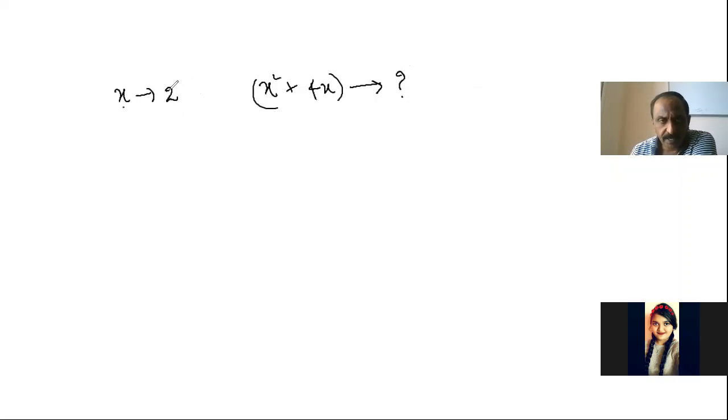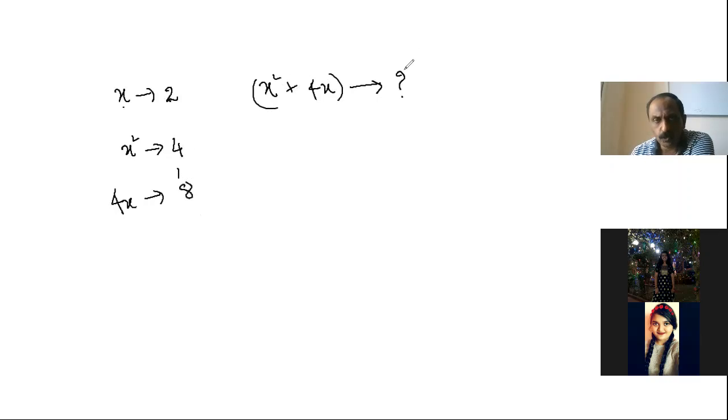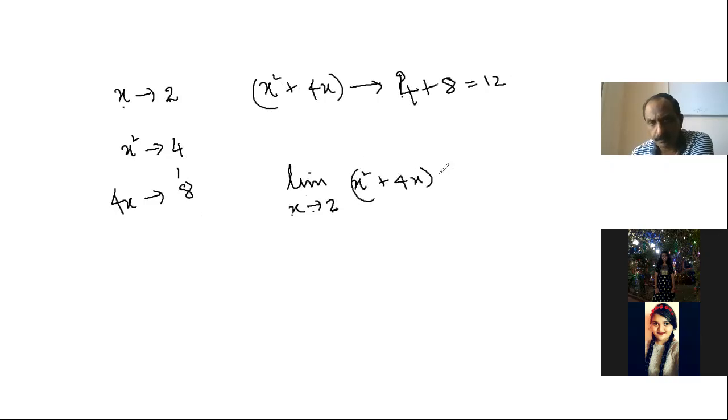So tell me now, when x is approaching 2, x square will approach which number? 4. Yes, sir. 4x will approach which number? 8. So x square plus 4x will approach which number? 4 plus 8, that is 12. So that means when x is approaching 2, what do you say? Limit x approaching 2, or limit x tending to 2, of x square plus 4x approaches 12. I'm supposed to write an arrow mark, but I will be writing equal to.